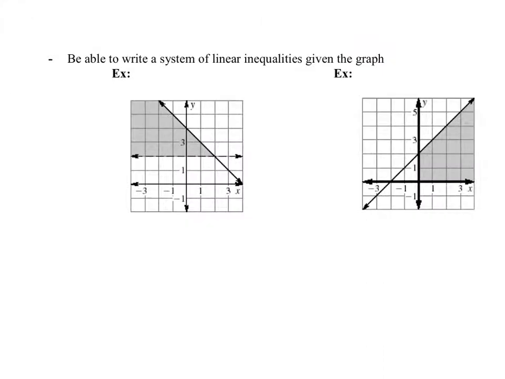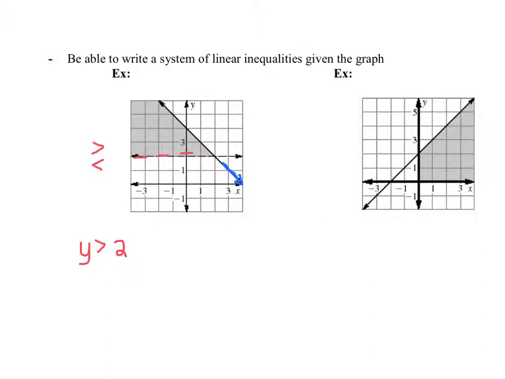Now to write a system, let me make that blue, make this one red just to differentiate. So the red one, it's a horizontal line, so I know that if it was an equation, it would be y equals a number, which would be 2. Since it's dotted, it's either less than or greater than. And that one's pretty easy, it's shaded above, so it's got to be greater than.